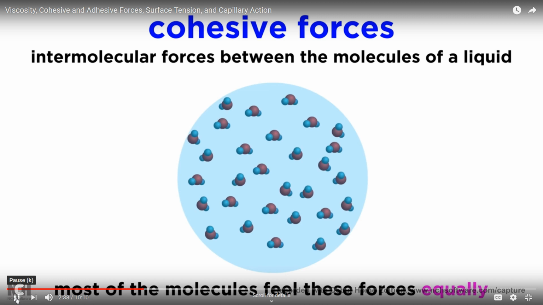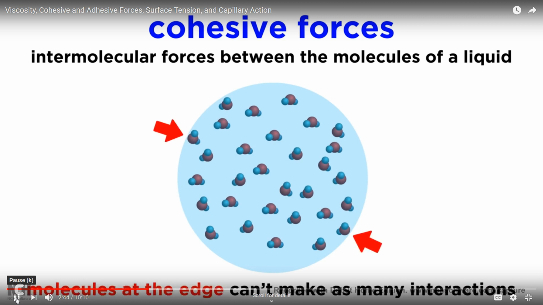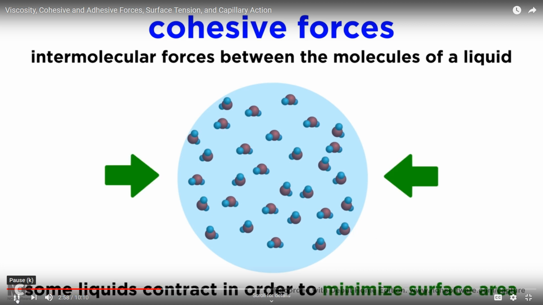In a liquid, these cohesive forces are felt equally in all directions by most of the molecules, but not for molecules that are at the surface of the liquid. These molecules only interact with half as many molecules as the others because they are at the edge of the substance with no more molecules to one side. This is why liquids tend to contract to form shapes that minimize their surface area.